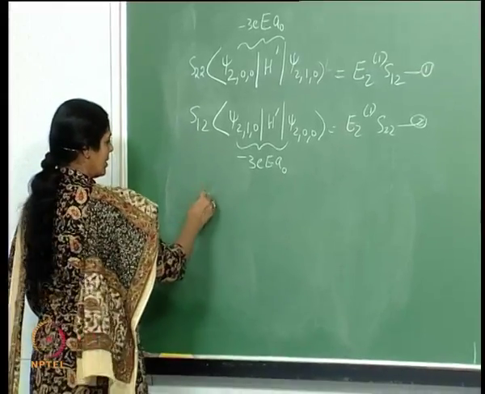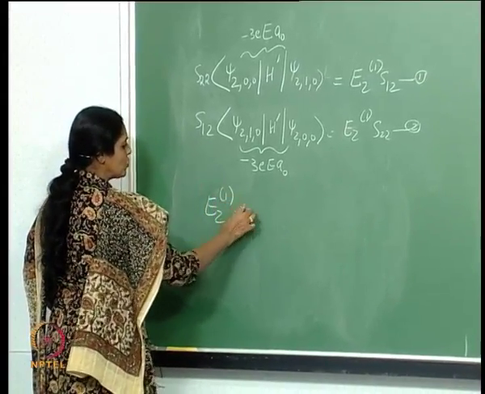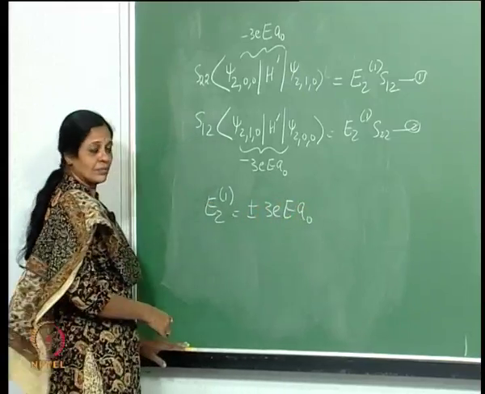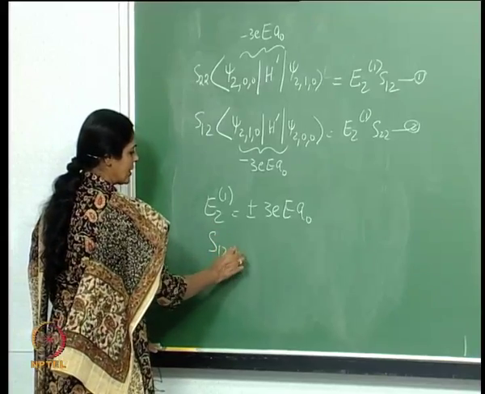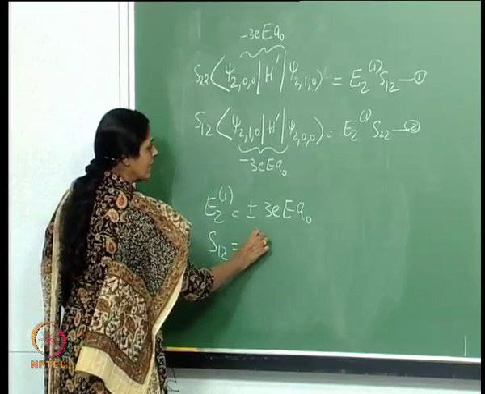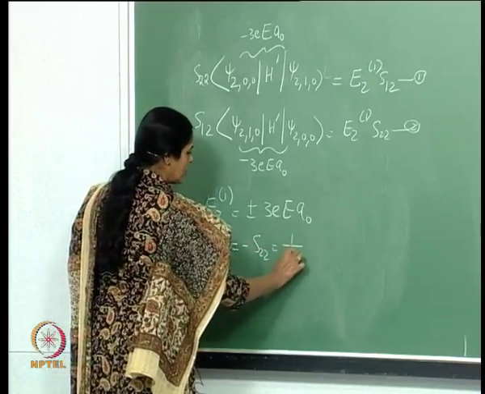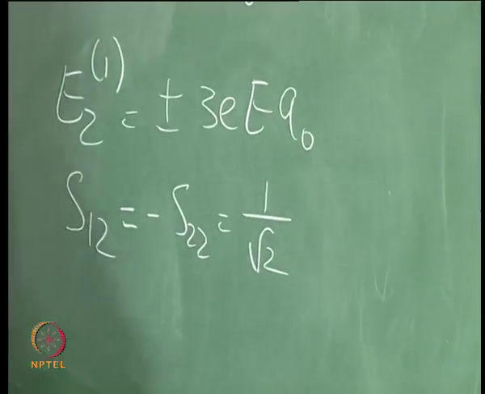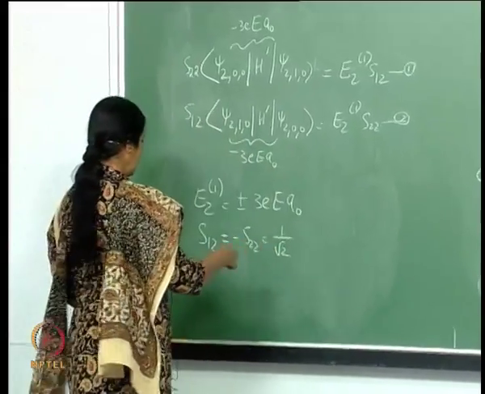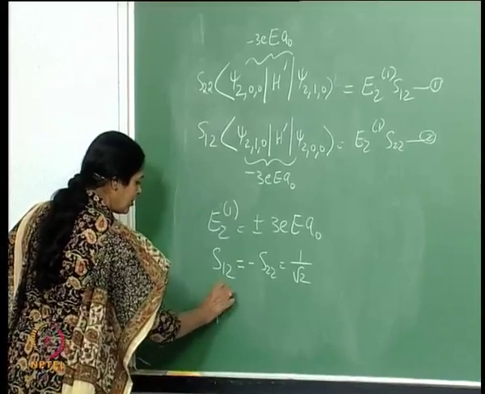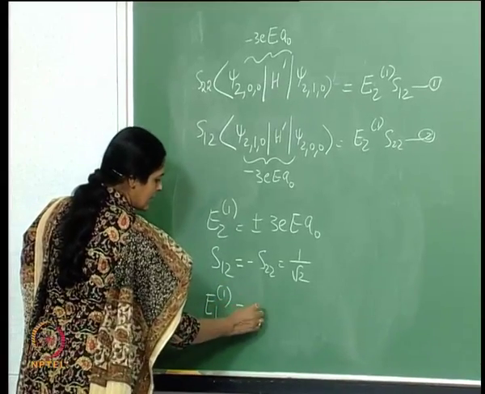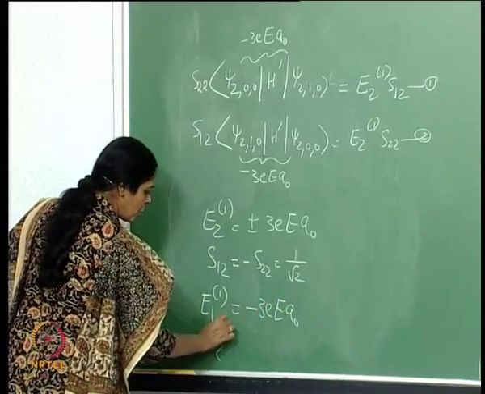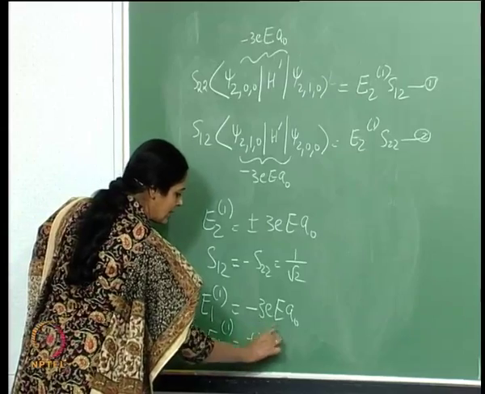Diagonalize this matrix and you will retrieve E21 is plus or minus 3eA0. You will also get S12 equals minus S22 equals 1 by root 2. The degeneracy is obviously lifted because I have E11 is say minus 3eA0 and E21 is plus 3eA0.